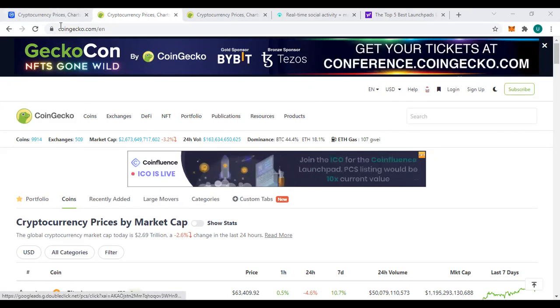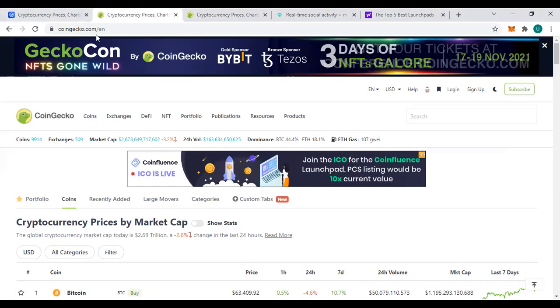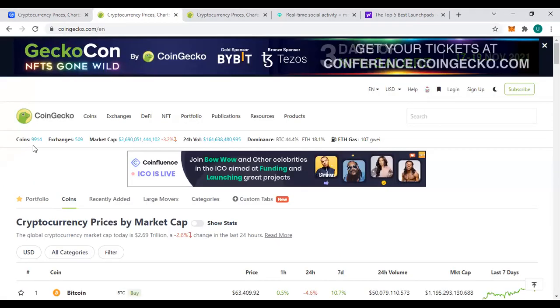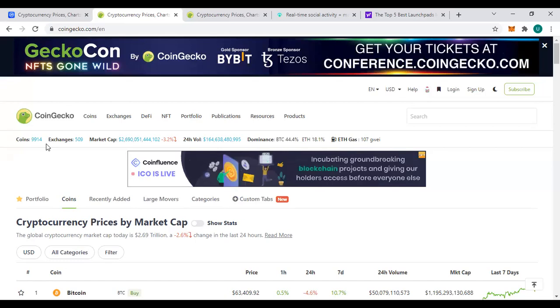If you look at these two platforms now, they are very, very similar. Look at them. Now, I want you to see the first difference between these two. I want you to know the differences between them. Here we have the total number of crypto assets in existence as 12,907 on CoinMarketCap. Now let's check CoinGecko. How many does CoinGecko have? 9,914 coins listed on them.